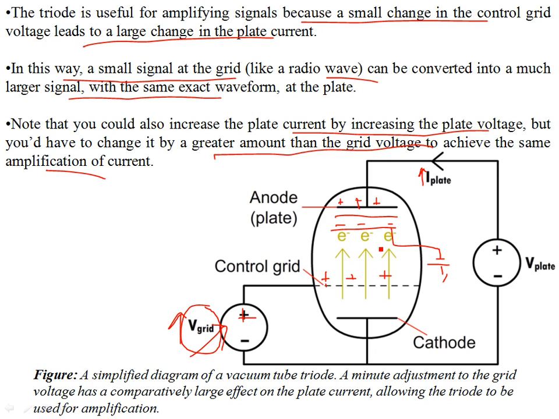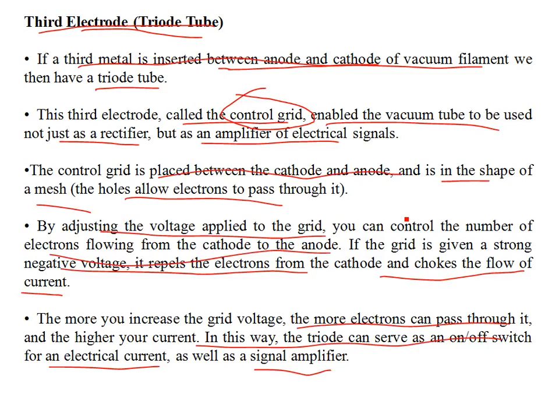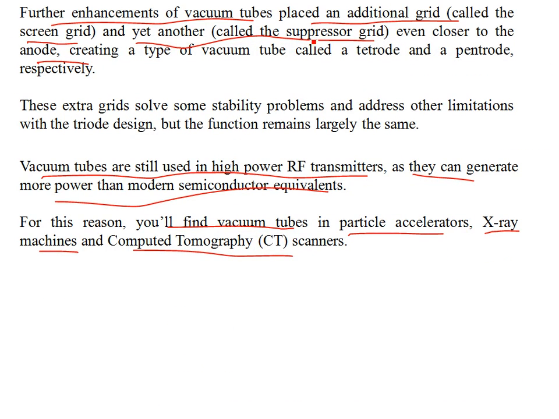So with the control grid, the anode and the cathode, this is called a triode. With the screen grid, this is called a tetrode. And then you have a pentode, and this continues. This is a suppressor grid. Why these developments happened was that these extra grids solved some stability problems and addressed other limitations.